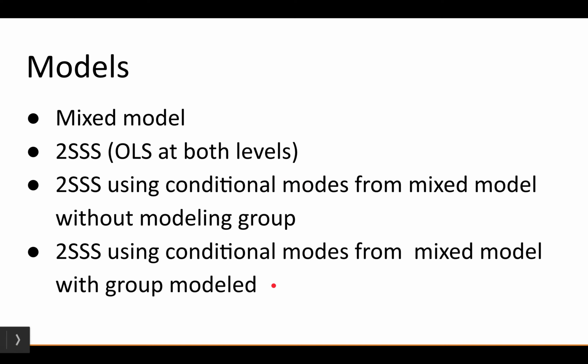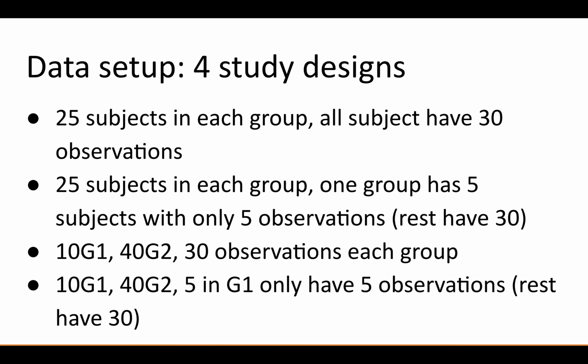The last approach is doing the same thing, but the conditional modes are extracted from a mixed model that does have group modeled. So we'll see the big difference between these two approaches is what the regularization is toward. In this model, it gets regularized towards the overall mean because that's all that's modeled. Whereas in this model, the regularization is done differently for each group because that group's mean is used instead of the overall mean. Makes a huge difference.